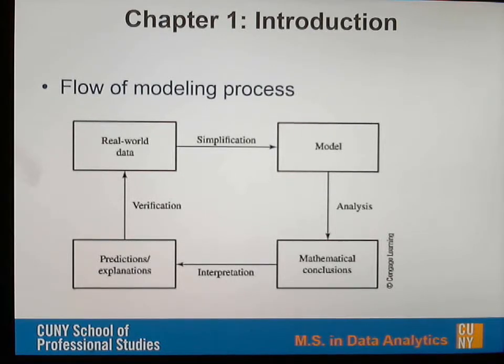Again, this is an example of the flow of the modeling process. All models start from real world data. A model is a simplification of the real world data. With the model, we do some analysis and get some mathematical conclusions. With the interpretation of these mathematical conclusions, we can have predictions or explanations of the real world. On the other hand, the real world can in turn be used to verify the predictions of the math models.